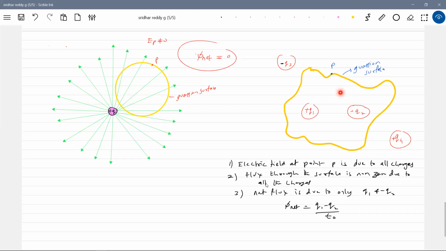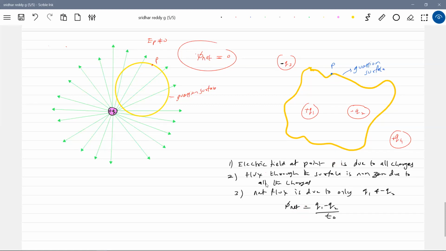Now I'll move this minus Q2 somewhere here. Then also the net flux will be this much only. But the field strength at point P will change because the position of point charges will determine it. So this shows that the field strength is due to point charges, irrespective of the position of the Gaussian surface. What about the flux? Flux depends upon only the net charge enclosed. Where the point charges are inside the Gaussian surface, we need not bother. If I shift minus Q2 somewhere here, the answer will be the same, but the field strength at point P will become some other value.